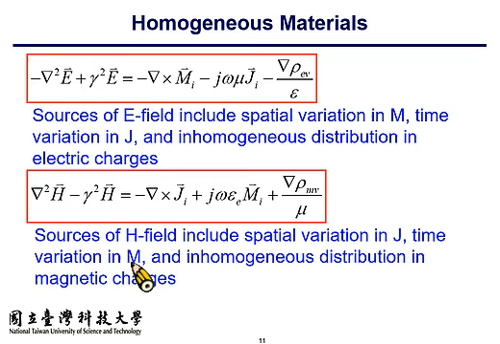So this slide summarizes the result. The first equation tells you the sources for the E field include spatial variation in magnetic current M, time variation in electrical current J, and inhomogeneous distribution in electrical charges. Similarly, the sources for magnetic field H include the spatial variation in electrical current J, time variation in magnetic current M, and inhomogeneous distribution in magnetic charge rho MV.